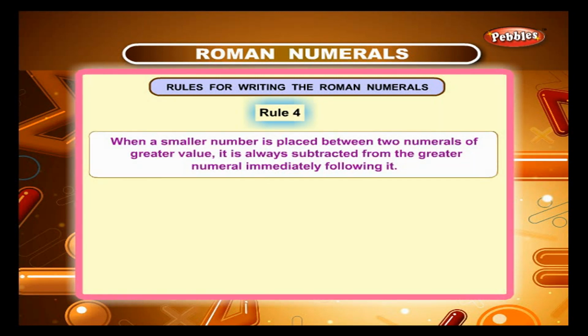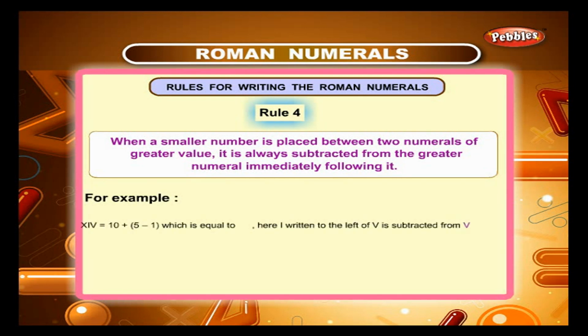Rule 4. When a smaller number is placed between two numerals of greater value, it is always subtracted from the greater numeral immediately following it. Example: XIV equals 10 plus 5 minus 1, which is equal to 14. Here, I written to the left of V is subtracted from V. XXIX equals 10 plus 10 plus 10 minus 1, which is equal to 29. Here, I written to the left of X is subtracted from X.